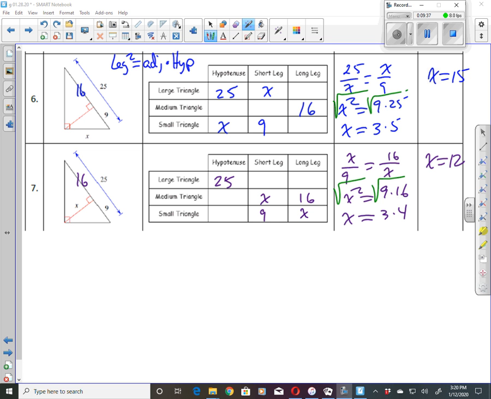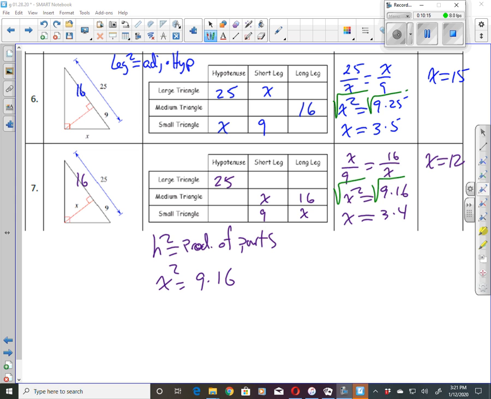So maybe you were able to come up with this answer. I hope so. X equals 12. And notice that the proportions come out nice in the chart. Maybe you also notice that this is h squared equals the product of the parts, 9 times 16. So without going through the chart, I could just simply say x squared equals 9 times 16 and solve it from there.